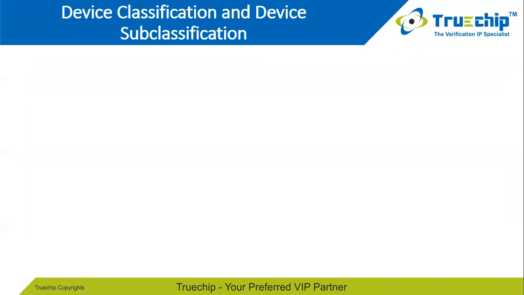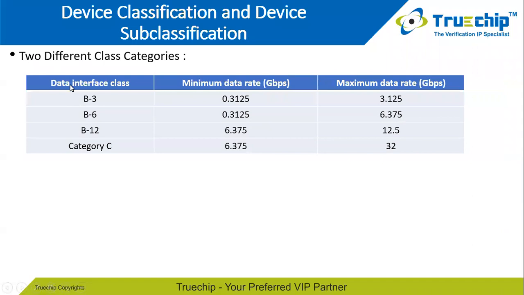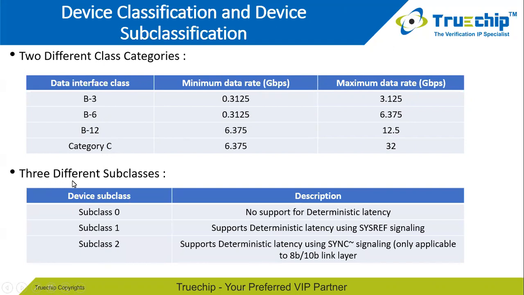So moving on to the next slide. Now, we are going to discuss the various classes and subclasses defined in JESD204C. JESD204C defines two categories of classes, which are category B and category C. Category B contains three classes, which are B3, B6 and B12, each having a different maximum data rate. And category C also contains three classes, with each one of them having a maximum data rate of 32 Gbps.